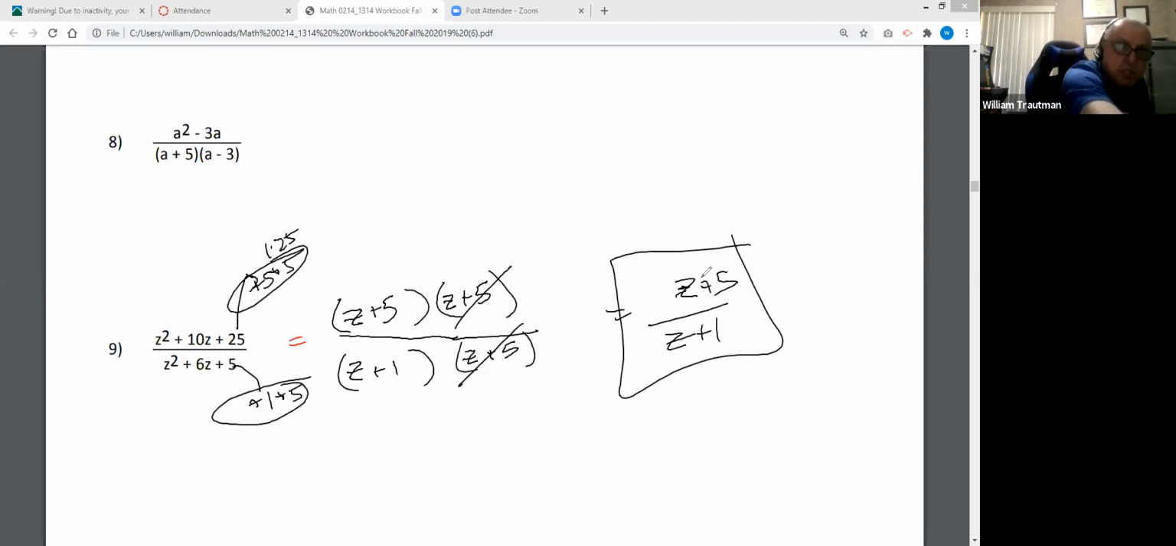Is anybody able to get the factors on this? I hope so. I hope you're trying to. Okay, let's try the next one. Any questions? Factor and cancel.